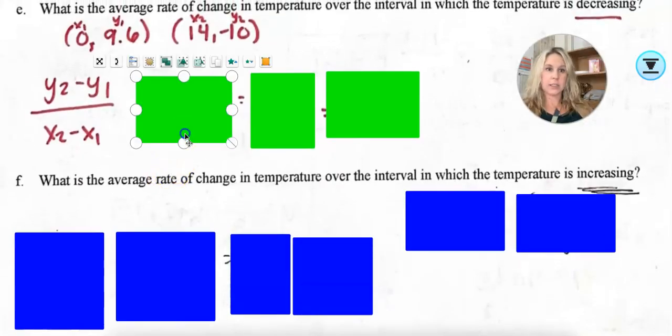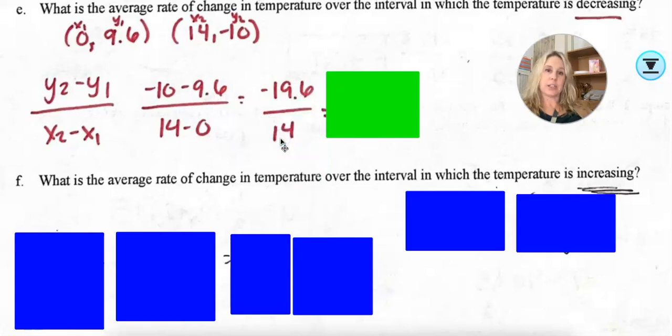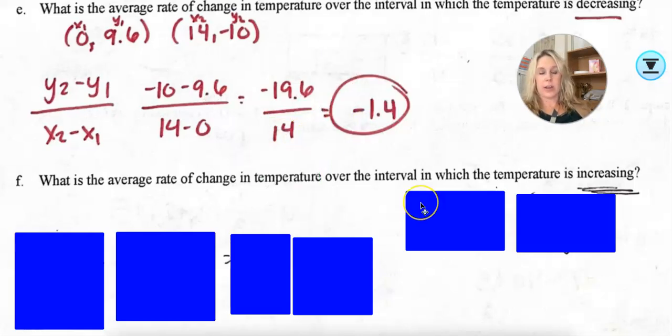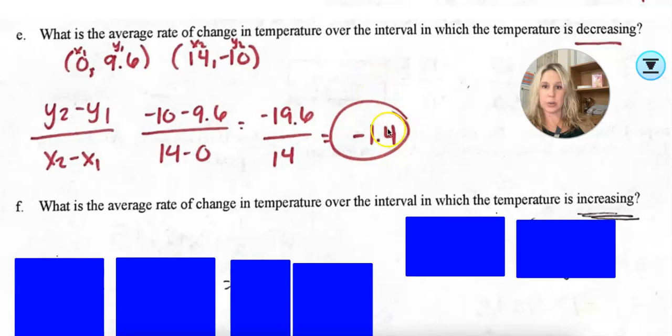All right. So after plugging in our problem, I would have negative 10 minus 9.6, which is going to give you negative 19.6 over 14 for a final answer of negative 1.4. And again, that number makes sense because it is decreasing, so it should be negative.